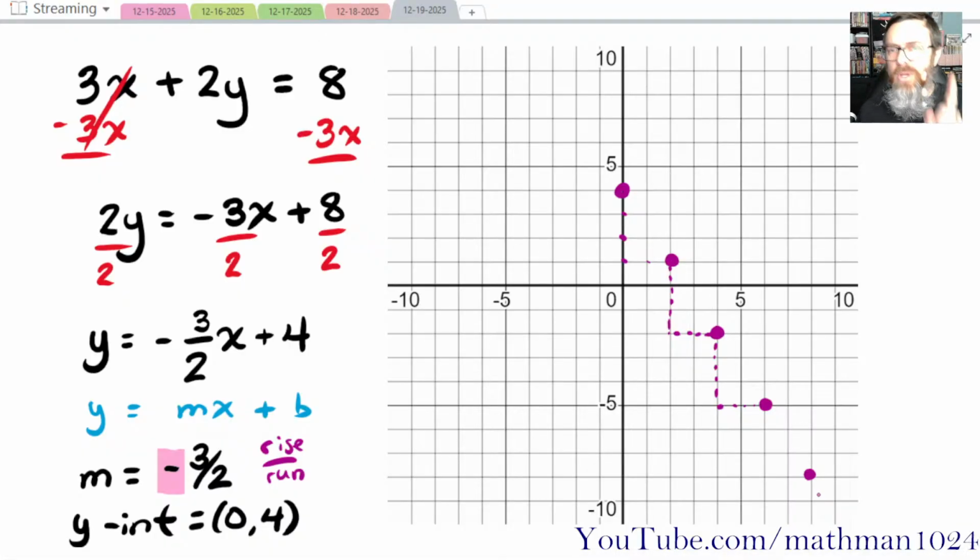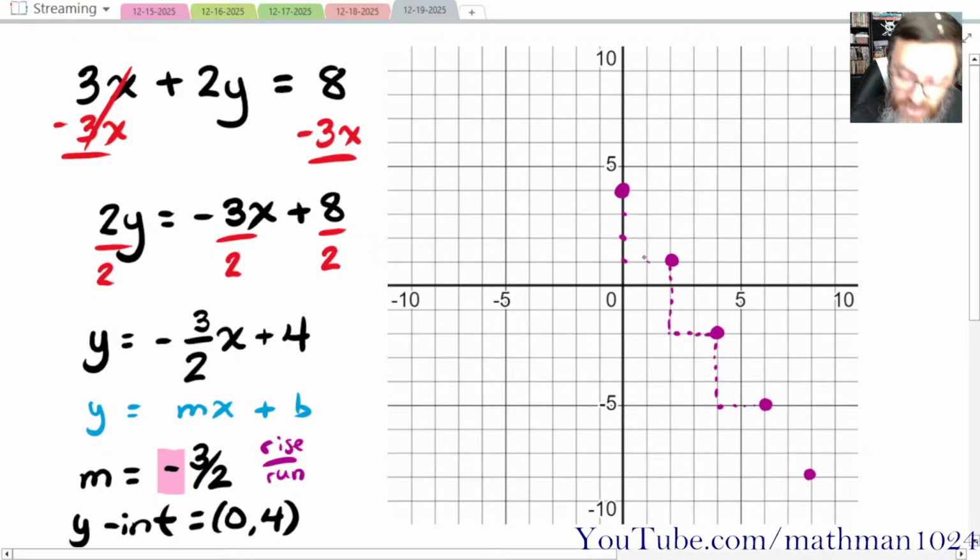But let's look at what happens on the left side. Let's reverse this. Instead of going down and to the right, let's go up 3 and to the left 2. Do that again. Up 3 to the left 2.